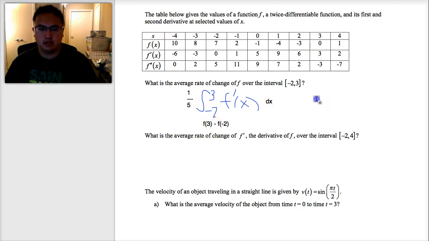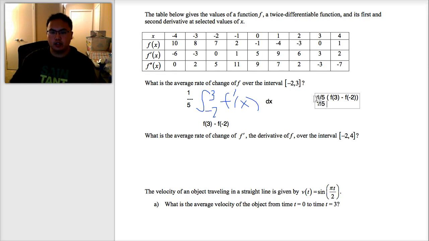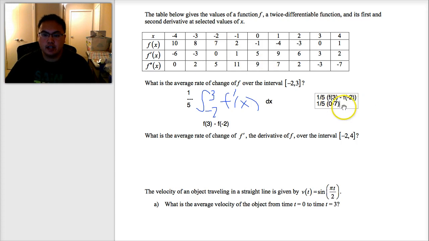Okay, so I still have this 1/5 out in front. And here, let me rewrite the problem. 1/5 times f of 3 minus f of -2. Like I said, when I looked up at the table for f of 3, here's f of x, and I go all the way down to 3, it is 0. And f of -2, here's -2. F of x is 7. So 0 minus 7 is -7, and divided by 5, your answer is going to be -7 over 5.